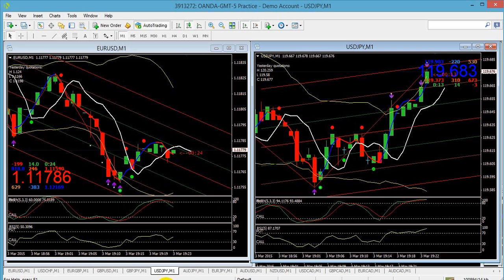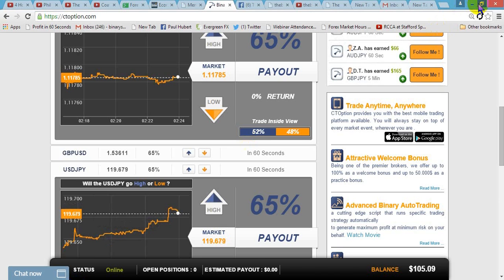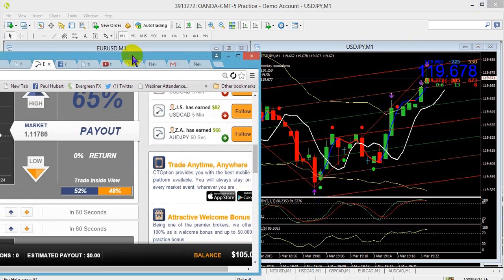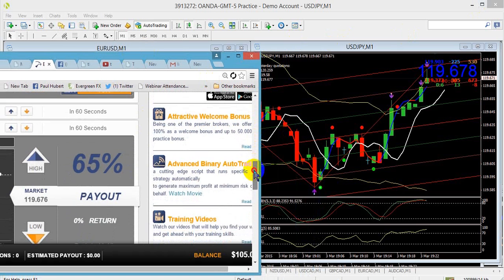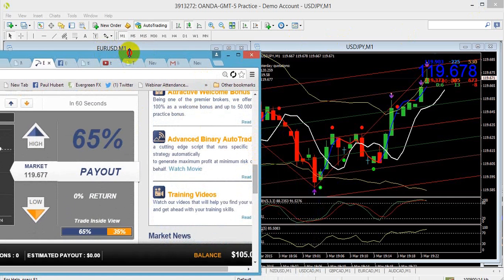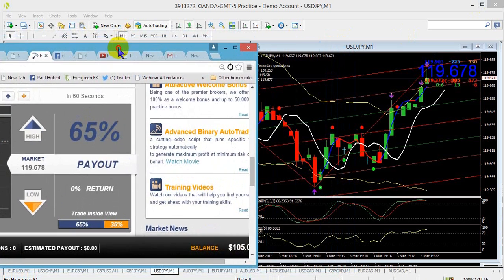Also while we're touching on that subject, let's take a look at the charts here, and let's overlay the CToption screen. You can see here on US yen, let's choose. I believe that's US yen right there. Hold on. Yes, this is US yen. The price right now is 19,677, 19,678.